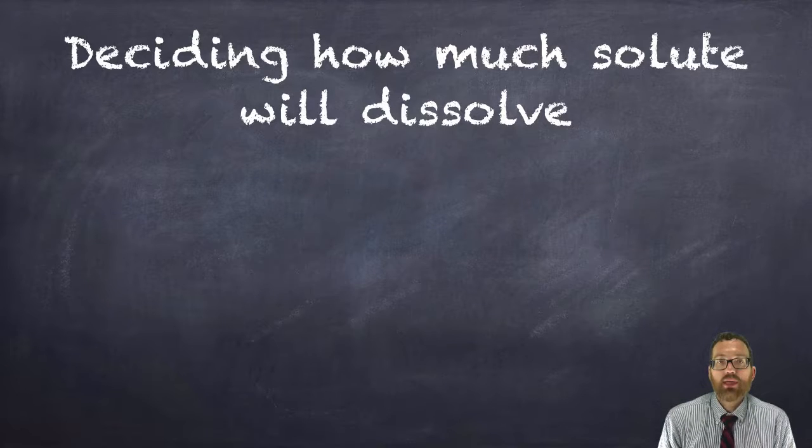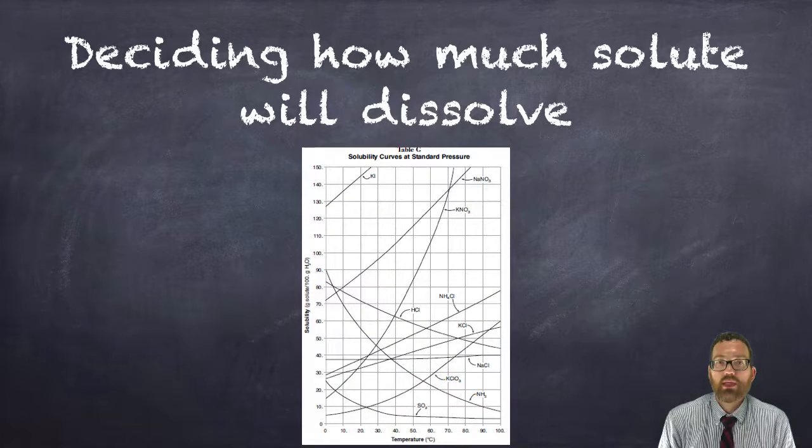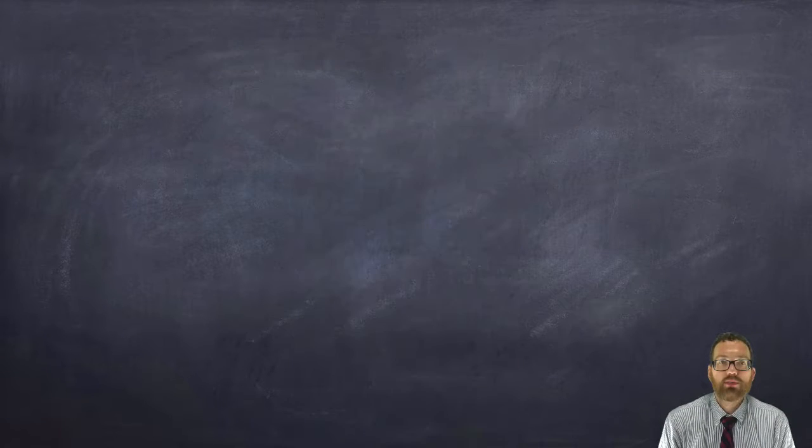So the next thing we're going to look at is how we can decide how much solute will dissolve. And that is going to be Table G. Table G is the solubility curves at standard pressure. So I'm going to teach you how to use this table, but before we do, we need to talk about a couple of vocab words first.